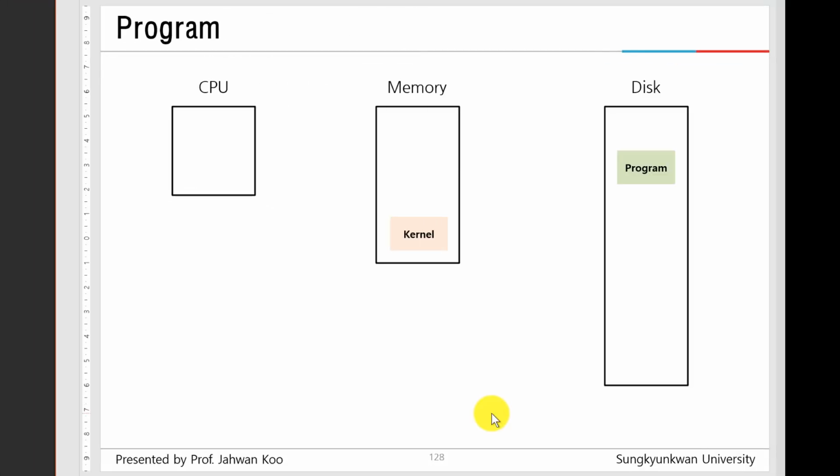First, I'm describing a program. What is a program? Let's see the picture. You can see the main components in the computer systems, such as CPU, memory, disk, and kernel. A program exists in the disk. We have already created several programs using VI editor or integrated development environment, for example, Visual Studio Code.